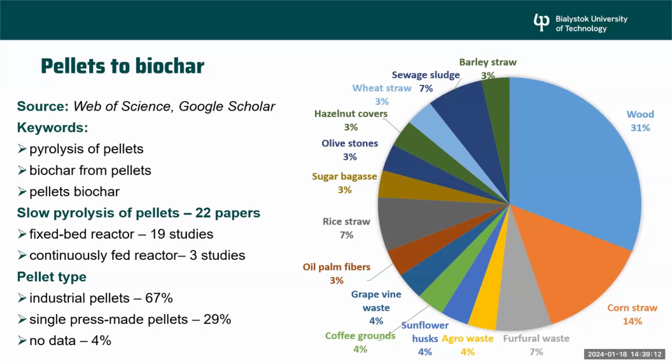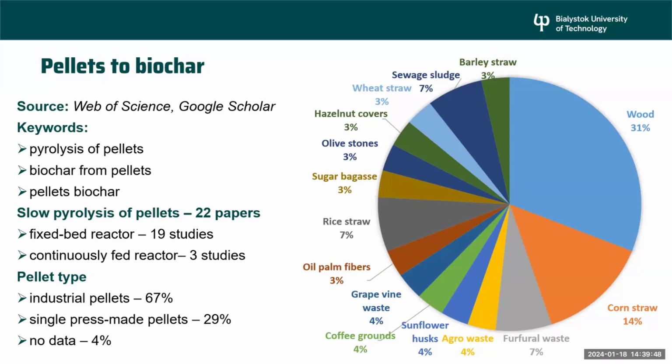based on a fixed bed reactor, and just three of them on a continuous fed reactor. And what I need to highlight right now is that pellets are actually meant to be used in continuous fed reactors, because we need to have a certain energy input to produce the pellets. So in order to do justice to this and make the process more efficient, it's more likely to use a continuous fed reactor, I believe.